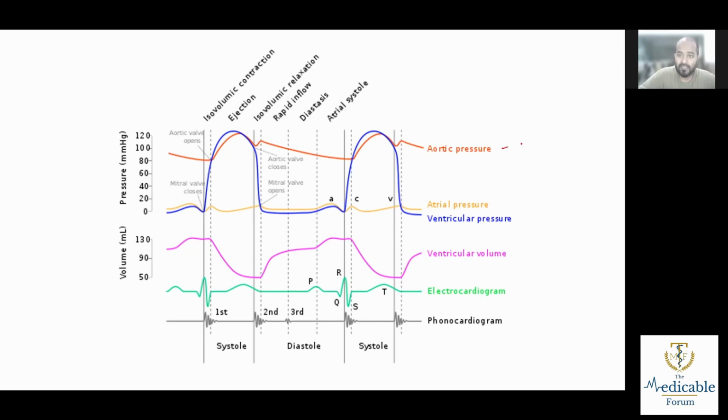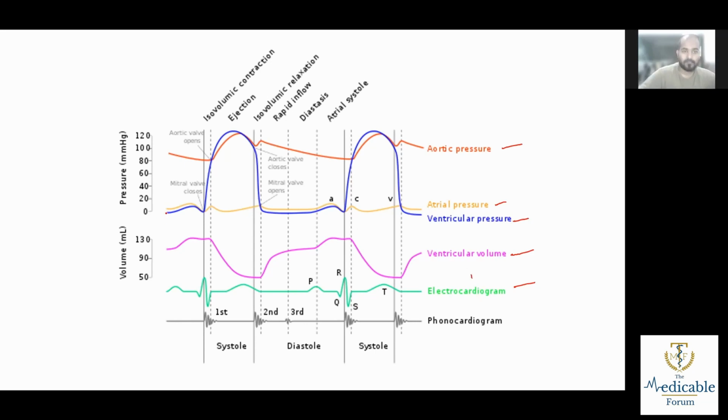So what you see here is the aortic pressure. That is the pressure recorded in the aorta. This is the pressure recorded in your atria, mostly the right atria. This is the pressure recorded in your left ventricle, and this is actually the volume of the left ventricle, and this is the corresponding electrocardiogram, which tells you what is the electrical event which is corresponding to this mechanical event. And this is the phonocardiogram, so that you know what are the sounds you hear at what positions.